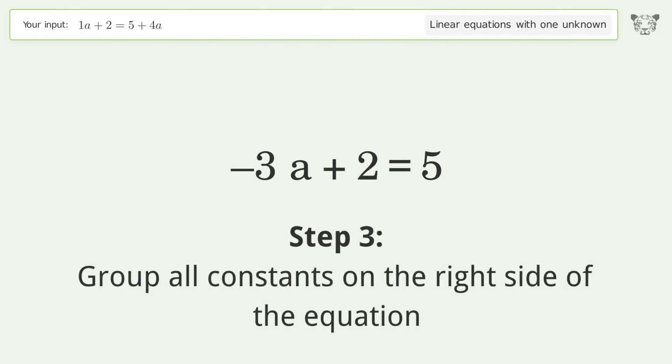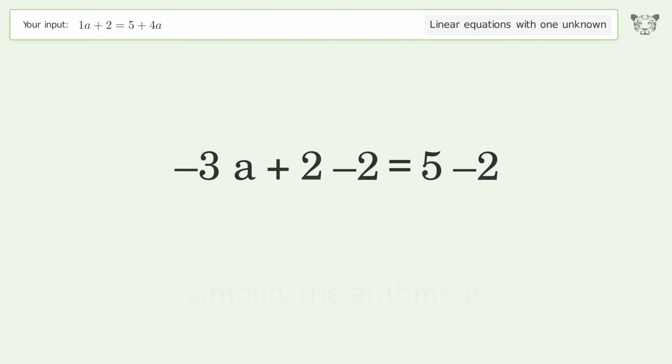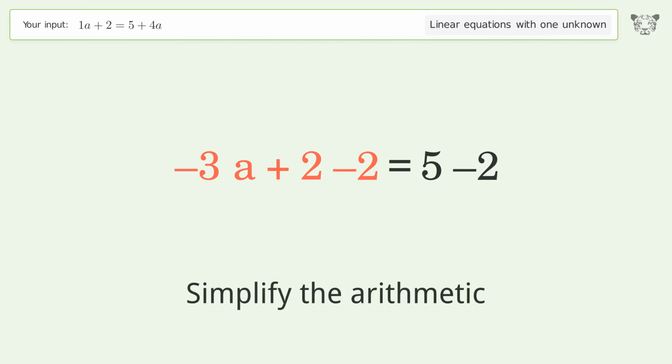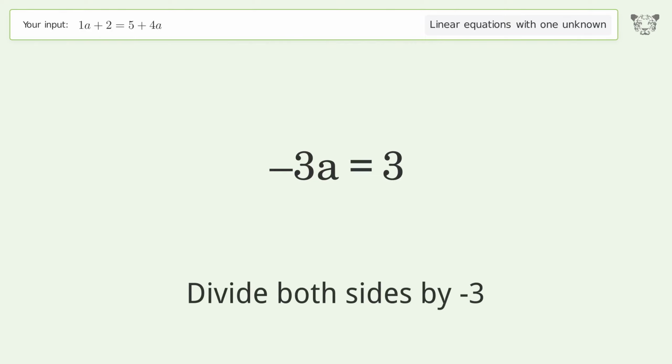Group all constants on the right side of the equation. Subtract 2 from both sides. Simplify the arithmetic. Isolate the a. Divide both sides by -3.